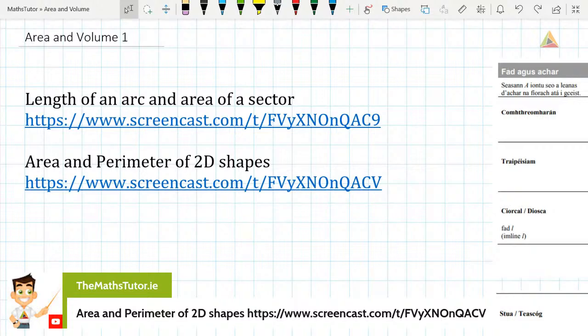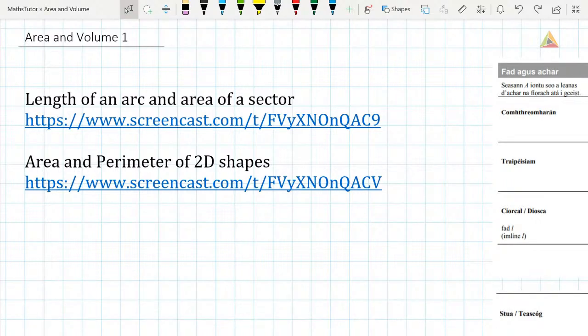So that second video is going to be on the length of an arc and the area of a sector, and we're dealing again with 2D shapes. When we're dealing with area and volume, it's very important that we have our maths tables open. So make sure you have your maths tables with you as we look at area and perimeter, mainly this week, of our 2-dimensional shapes.